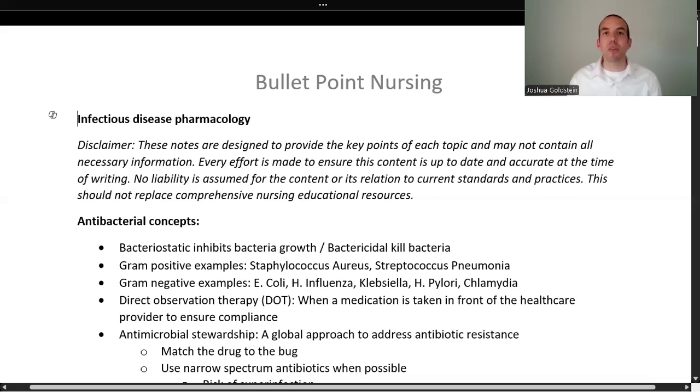Next, we want to use narrow spectrum antibiotics as much as possible. We want to avoid broad spectrum if possible. Again, that one falls on the prescriber.